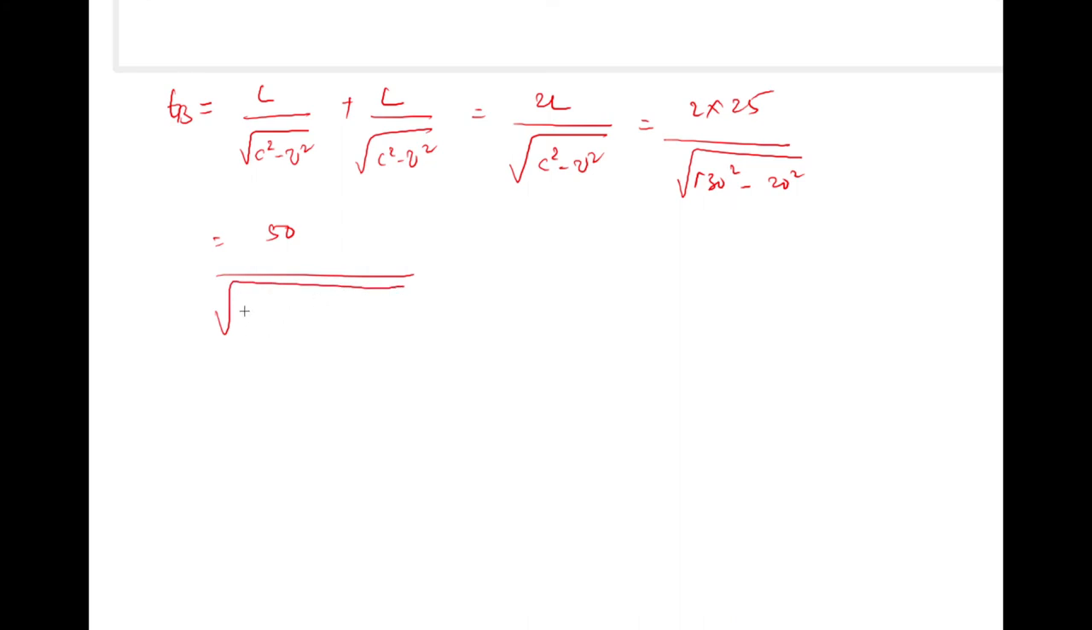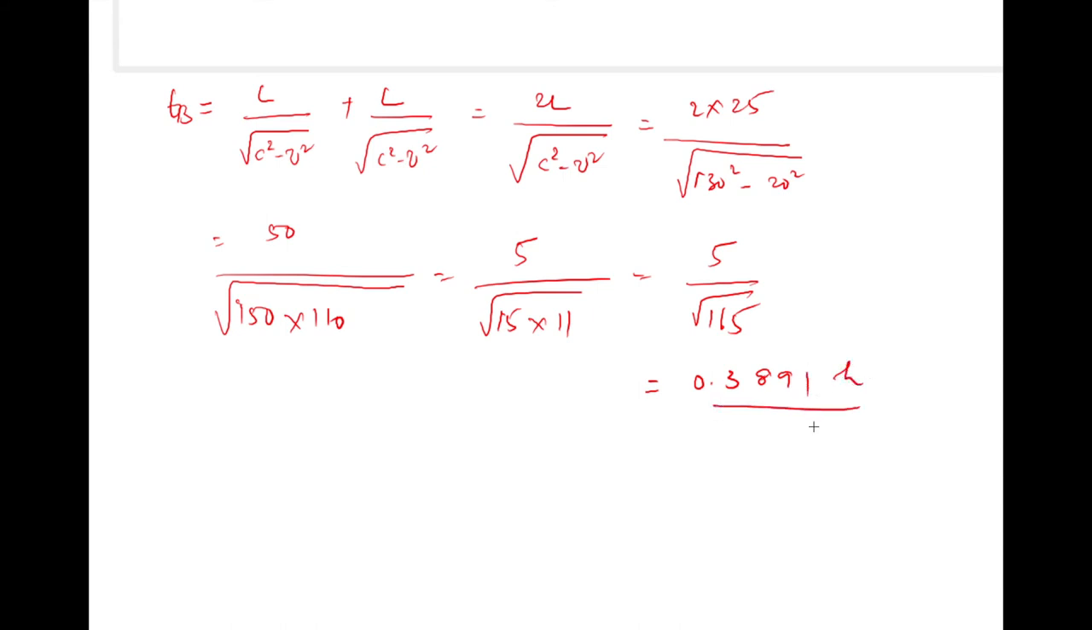Square root of A plus B, that's 150. And A minus B, that is 110. Right, so this is going to be, I have 100 here, I have square root out, so that would come out as 10, and this would cancel. So I will say 5 on the numerator and square root of 15 into 11. So that is 5 over square root of 165. This would turn out to be 0.3891 hours, right?